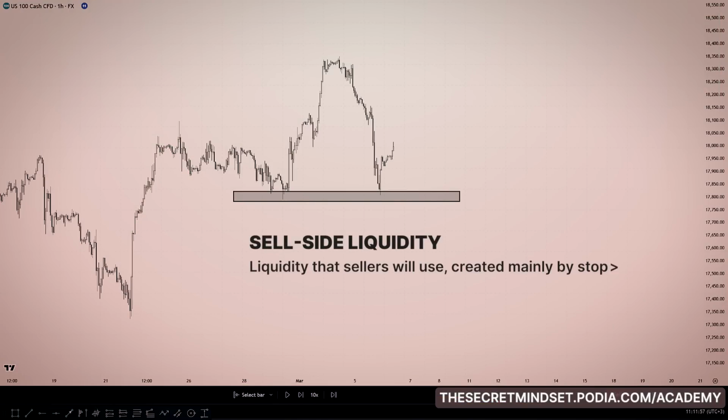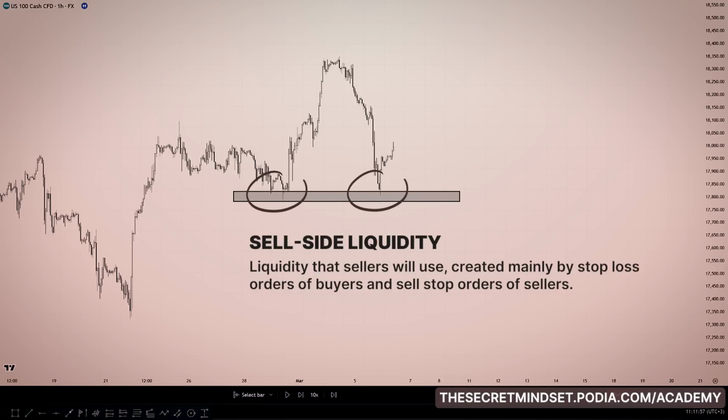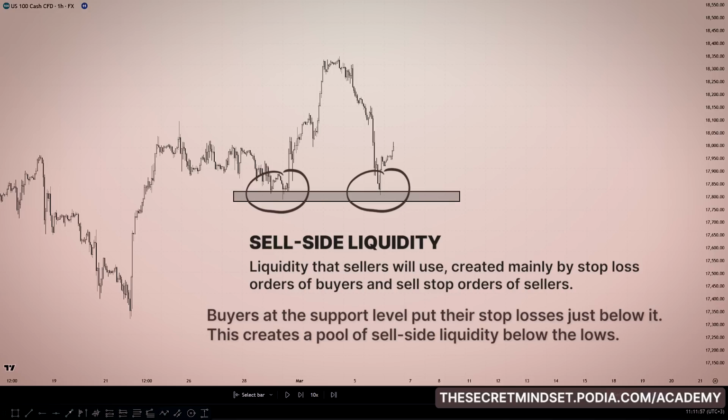Sell-side liquidity is the opposite. It's the liquidity that sellers will use, created mainly by stop-loss orders of buyers and sell stop orders of sellers. Imagine you see a double bottom on your chart. Price hits the same low point twice, forming a support level. Many traders might want to buy at this support level. Now think about where these traders would put their stop losses. They'd likely put them just below the lows. This creates a pool of sell-side liquidity below the lows.